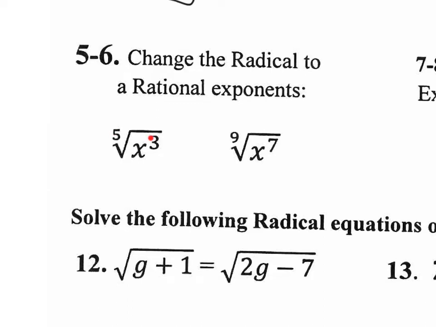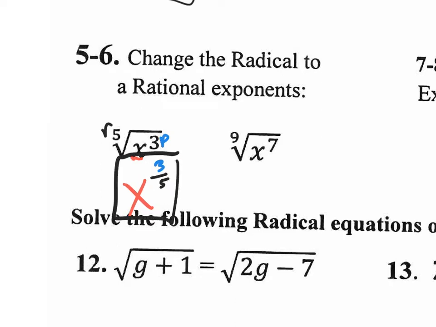The fifth root of x to the third, they want us to change the radical form to a rational exponent. So the base x is going to stay the base x, and you will put the power over the root. So you're going to put the power 3 over the root 5. So x to the 3/5 is your answer.